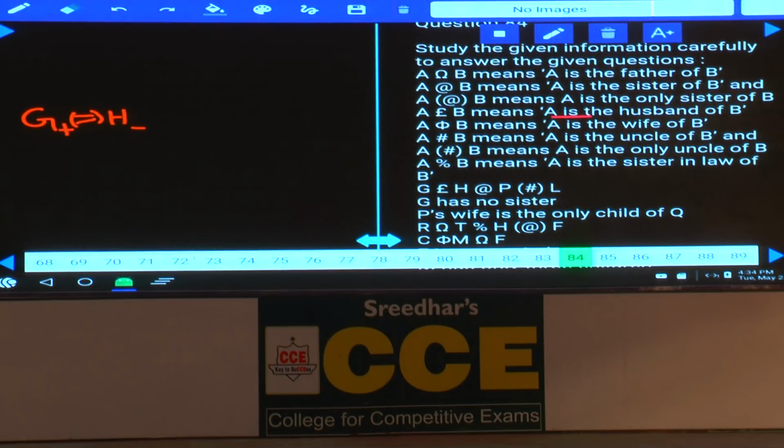H at the rate of P. At the rate of P stands for what? H is the sister of P. Now this H is the sister of whom? H is the sister of P. Now H is the sister of P.